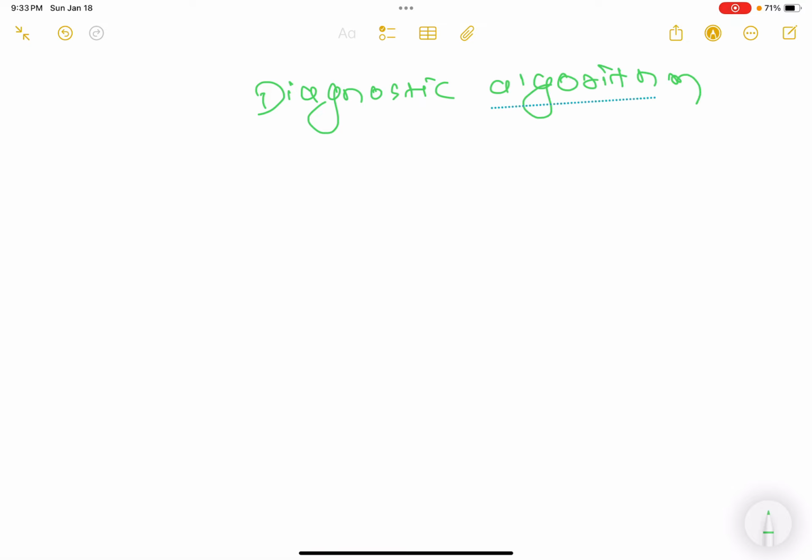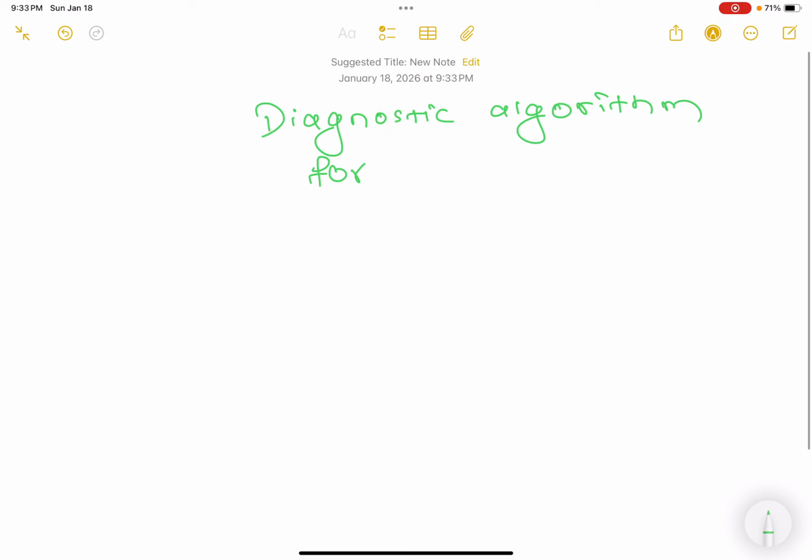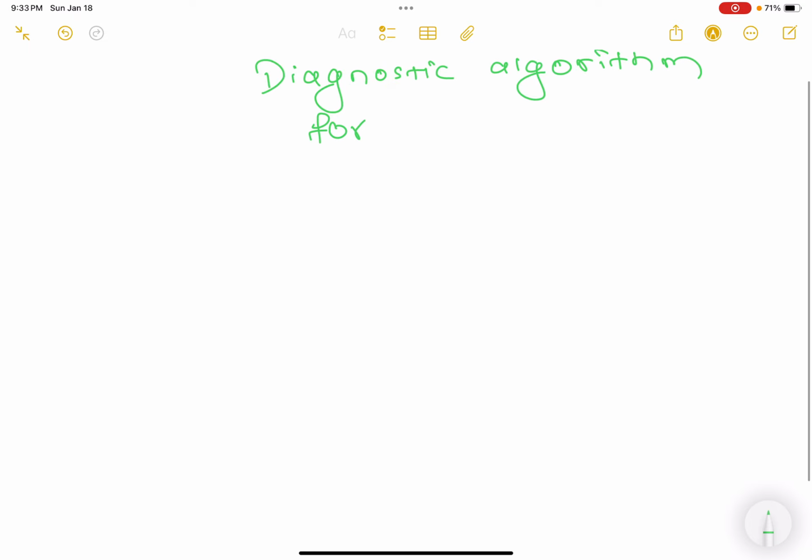And today I am going to discuss the diagnostic algorithm for HIV exposed infant less than 6 months according to WHO 2021 and NACO 2021 guideline. So our topic of discussion is diagnostic algorithm for HIV exposed infant less than 6 months.